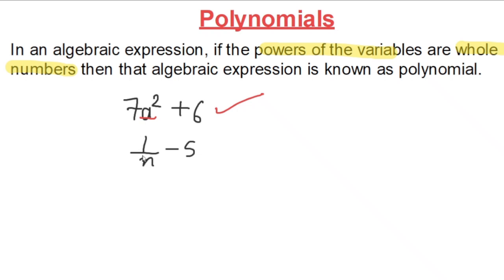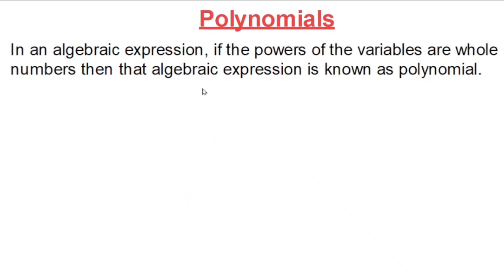See the second one, 1 upon n is there. So 1 upon n, the power of this variable n is what? Minus 1. 1 upon n we will write as n raised to minus 1. So this is not a polynomial. The second one is not a polynomial.